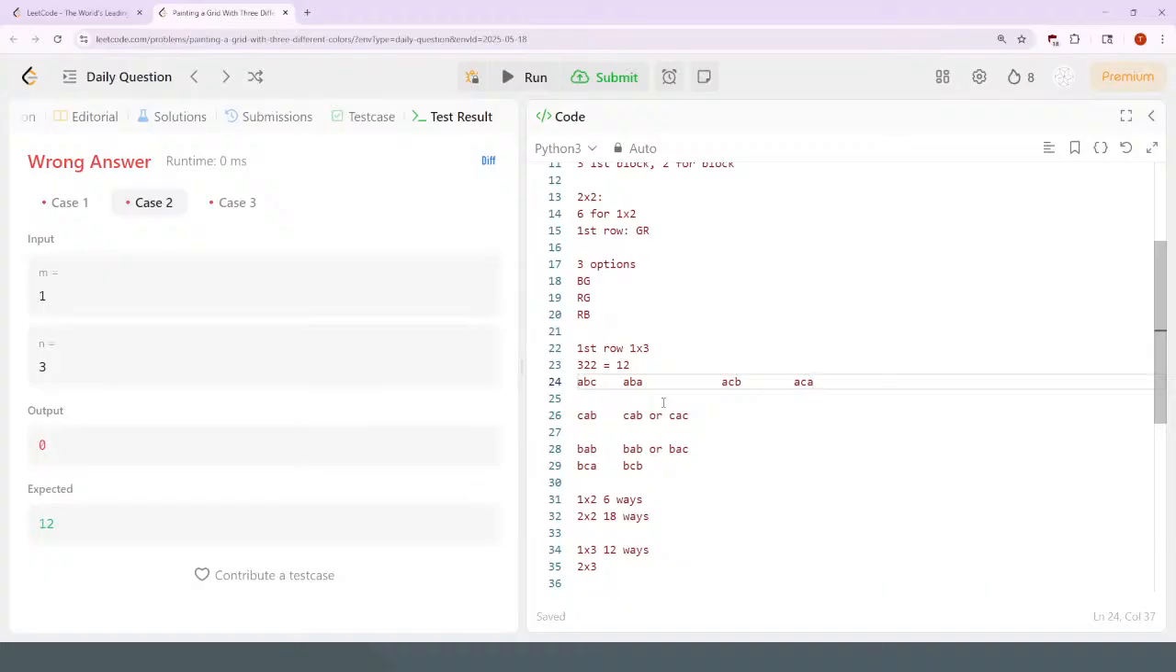C, A, B. A, B, C. Easy as cab. If it's A, B, C, B, A, B. Man, I definitely lost my train of thought.